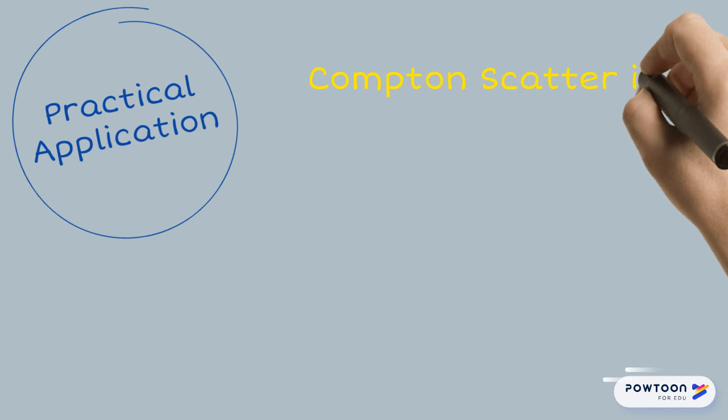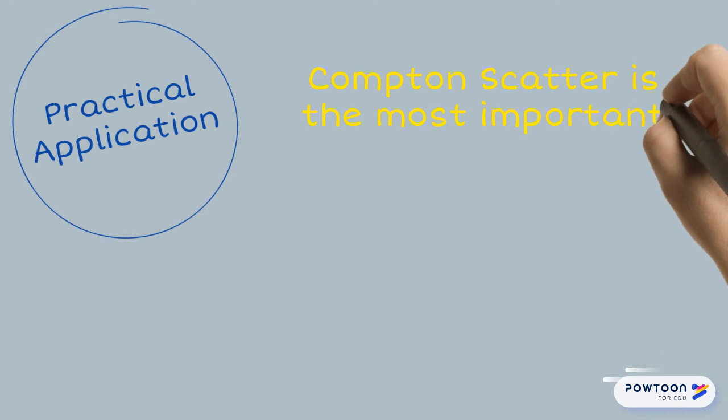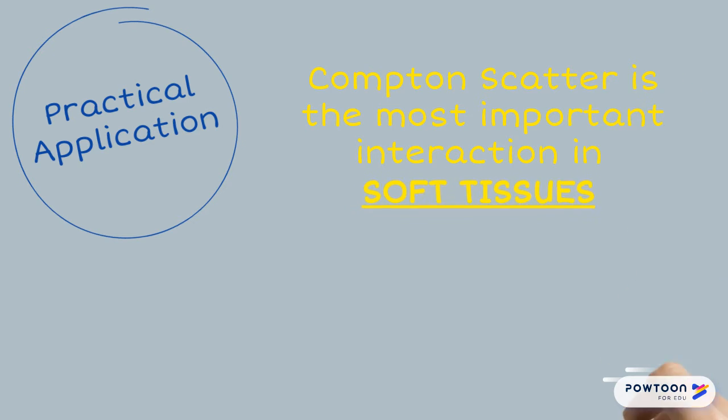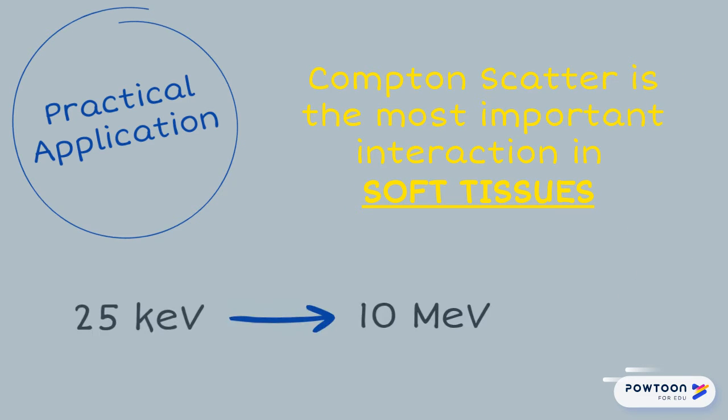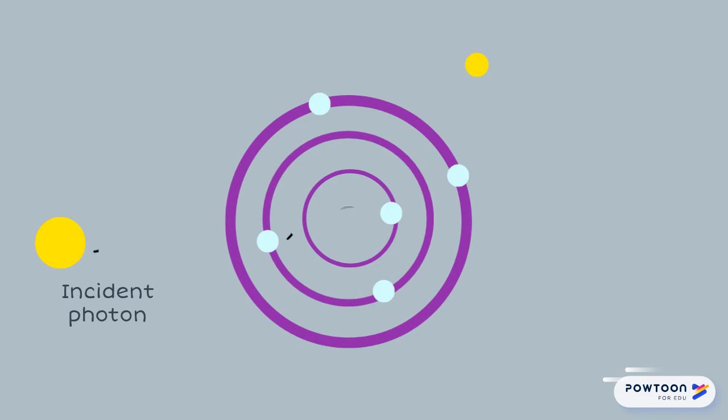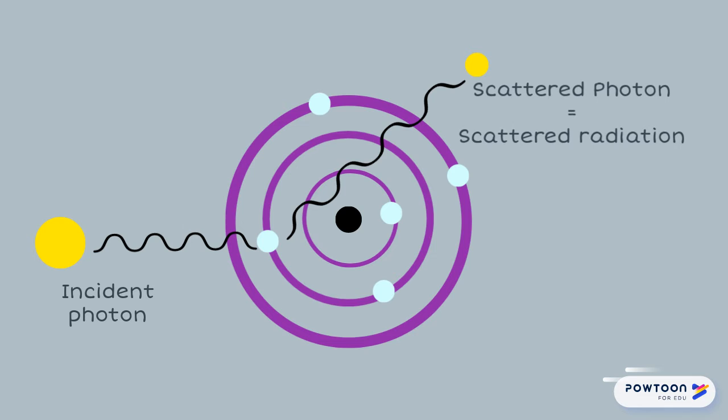Compton scatter is the most important interaction in tissues at diagnostic therapy energies because this interaction is most likely to occur in soft tissues in the range from 25 keV to 10 MeV. Why does this matter, you may ask? After the collision of the incident photon and electron, the photon that is deflected creates scatter radiation.